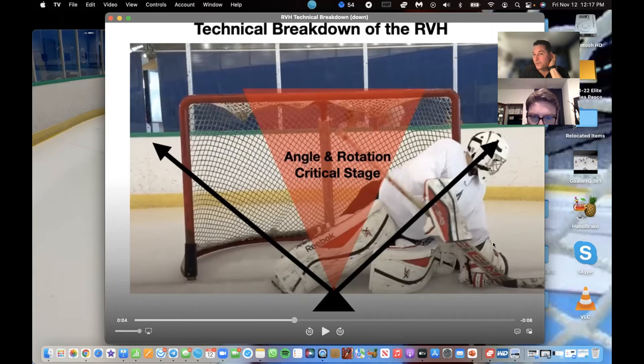And it also doesn't allow them to bank it off of your back into the net or your head to go into the net, but you're right on top of it right here. So hopefully that makes sense.